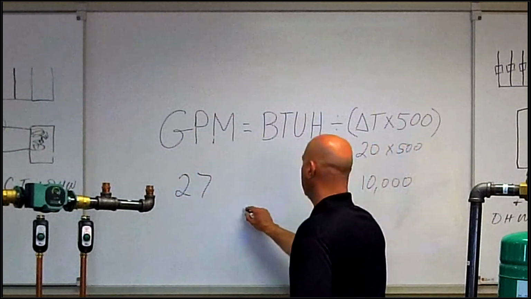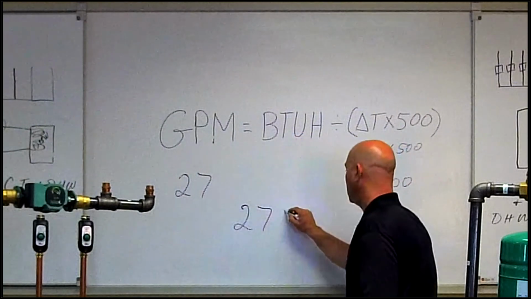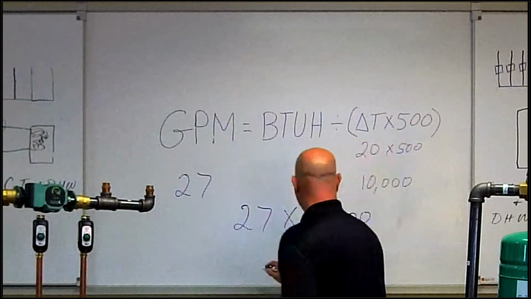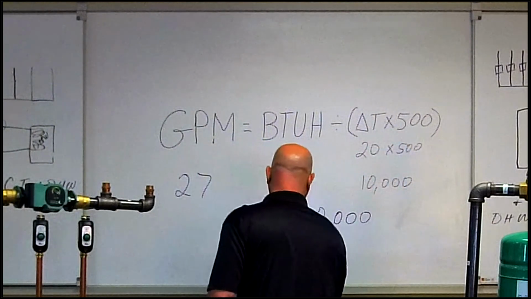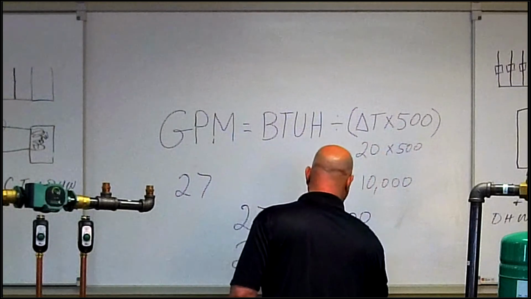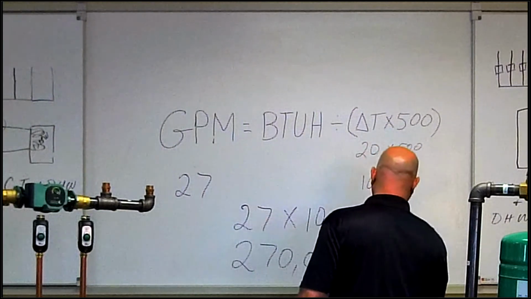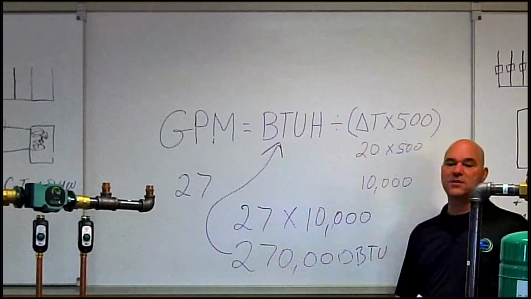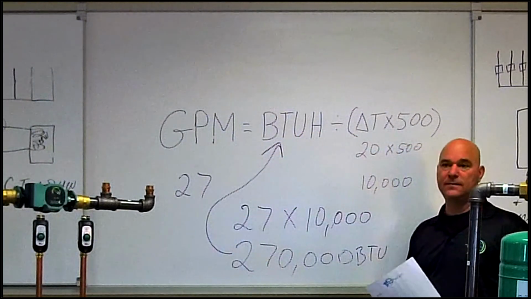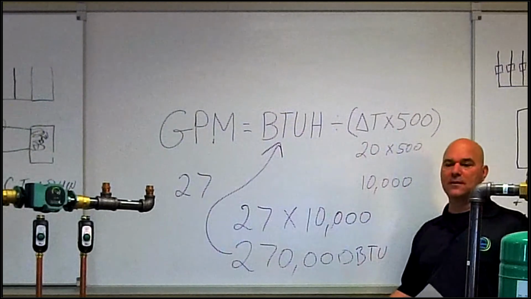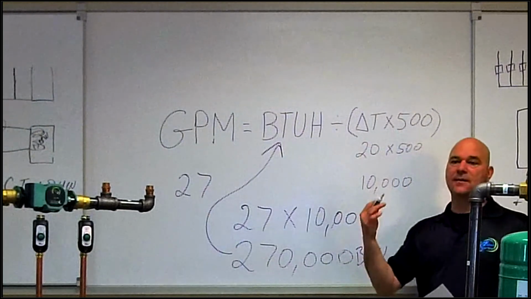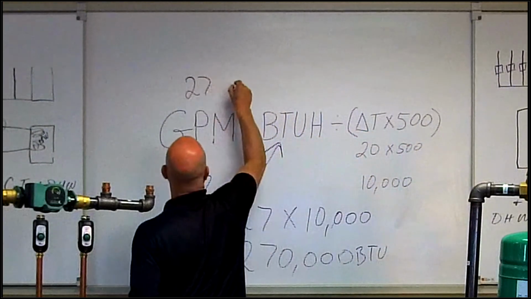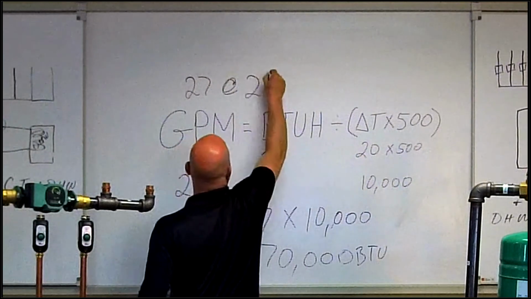So if I know I have 27 gallons of flow, I'm going to multiply that by 10,000 to give me a boiler size of 270,000 BTU, which is right there. We just figured out the one that we did not know. So now that we know the boiler size, we can now size the circulator, which is going to be 27 GPM at 2 feet of head.